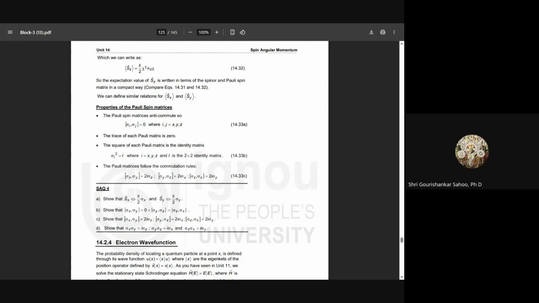And the Pauli matrices follow the commutation rules. If you commute sigma x, sigma y, the two components of Pauli matrices, it will be 2i sigma z. And if you commute sigma y, sigma z, it will be 2i sigma x. And if you put sigma z, sigma x in the commutation bracket, you will get 2i sigma y, where sigma x, sigma y, sigma z are Pauli matrices. So Pauli matrices are used to represent electrons.